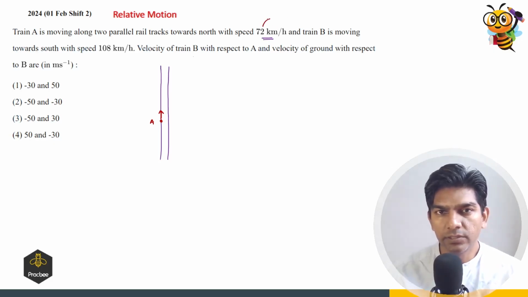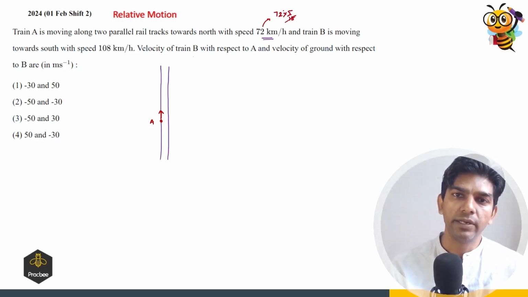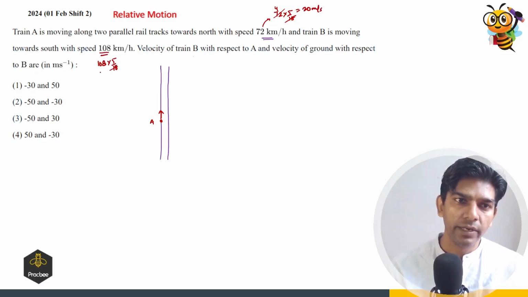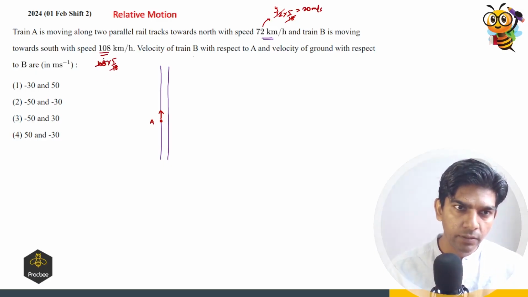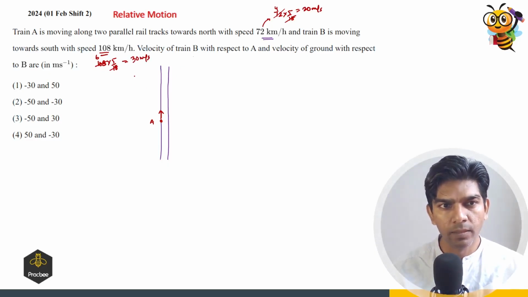Let us first convert this into meters per second. 72 times 5 by 18 will give us 20 meters per second, and for 108, 108 times 5 by 18 will give us 30 meters per second.